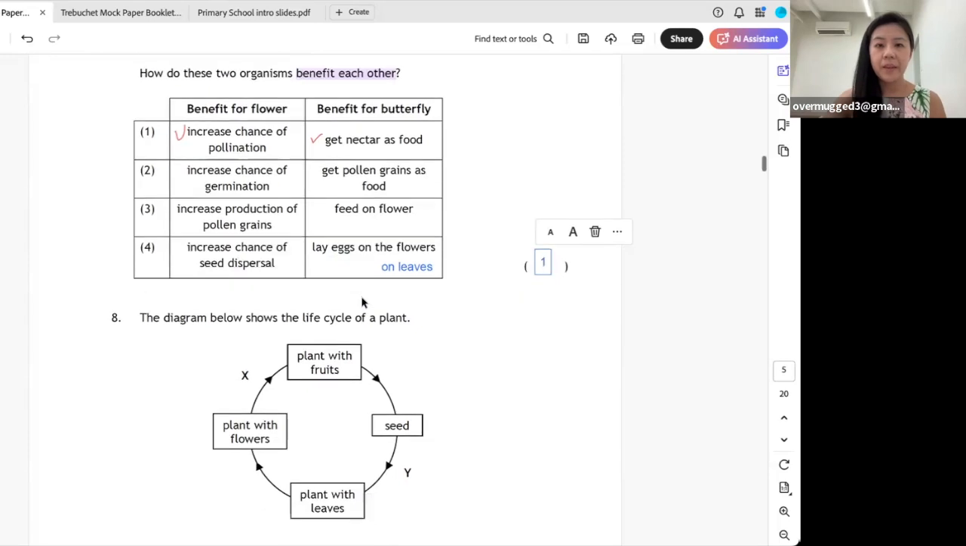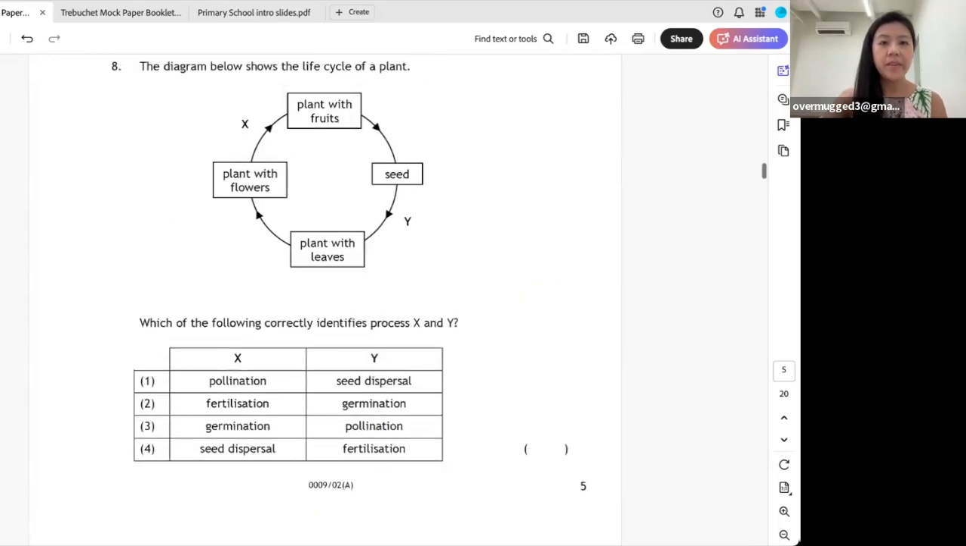Okay. Now let me move on to question 8. The diagram below shows the life cycle of a plant. So this question is a combination, or part of it is related to what you've learned in primary 5, which is reproduction in plants. Okay. And which of the following correctly identifies process X and Y?